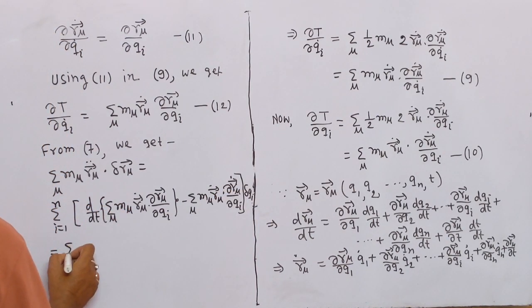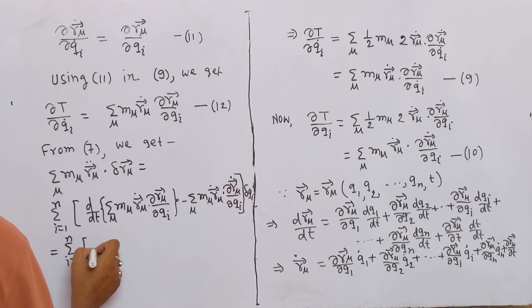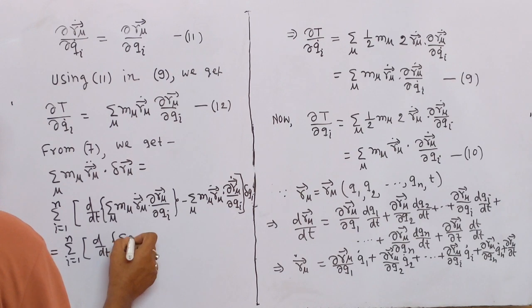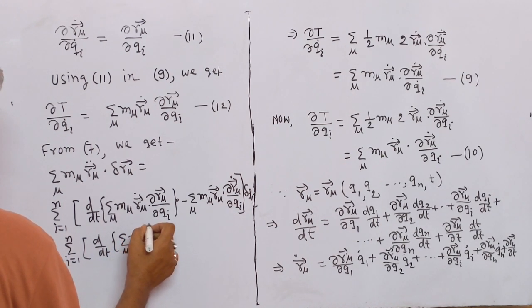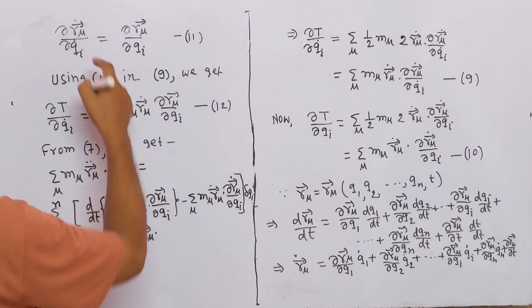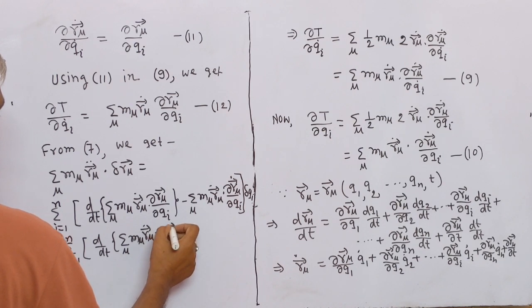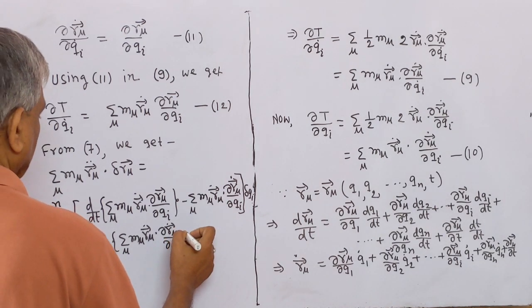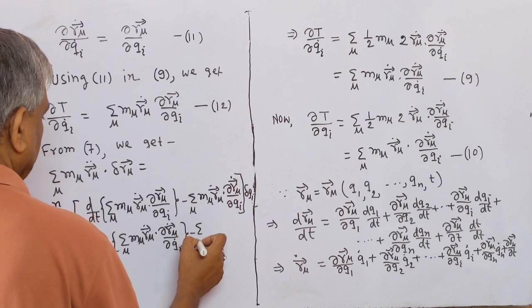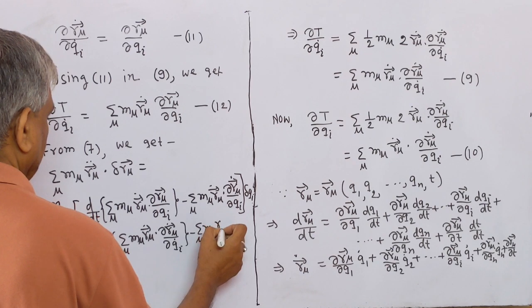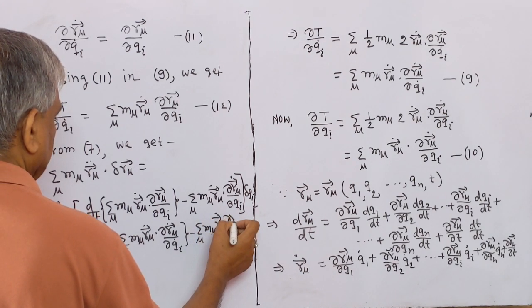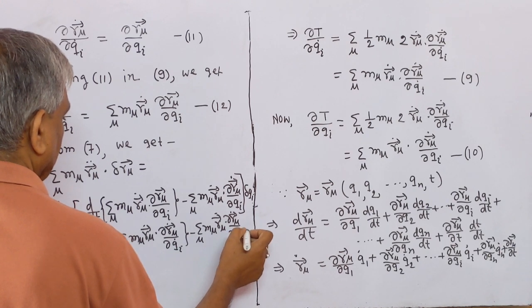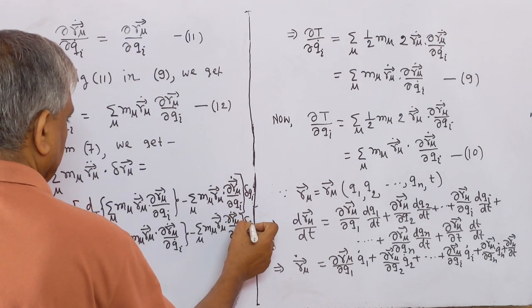This is equal to sum over i equal to 1 to n, d/dt of bracket, sum over mu of a_mu r_mu vector dot, using 11 we get, partial derivative of r_mu dot with respect to q_i dot, minus sum over mu of a_mu r_mu vector dot partial derivative of r_mu dot with respect to q_i, here delta q_i.